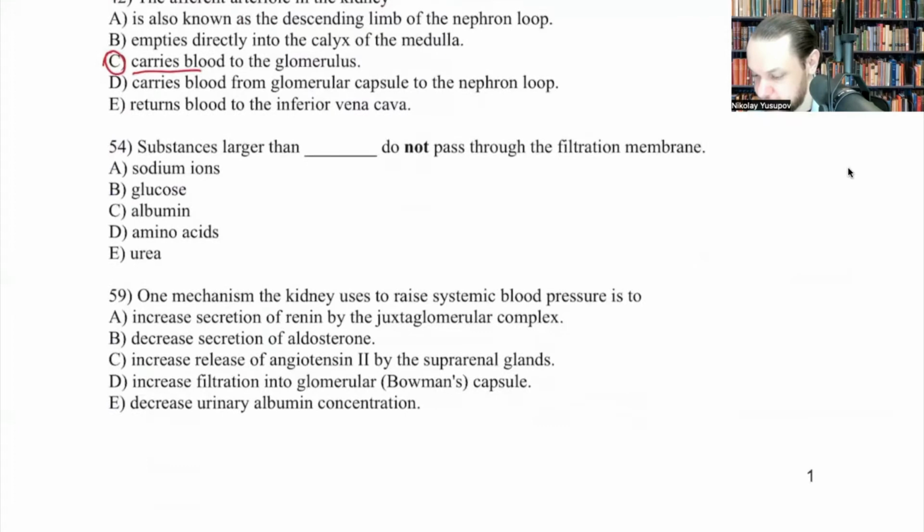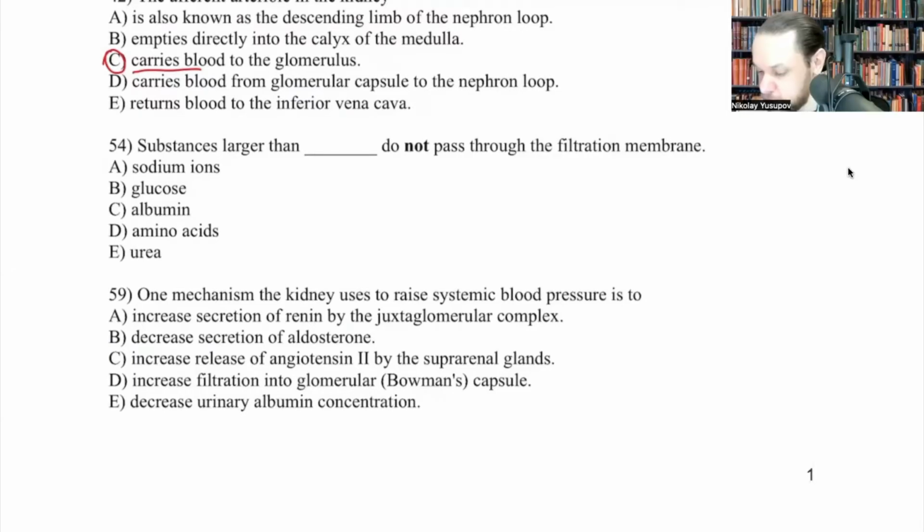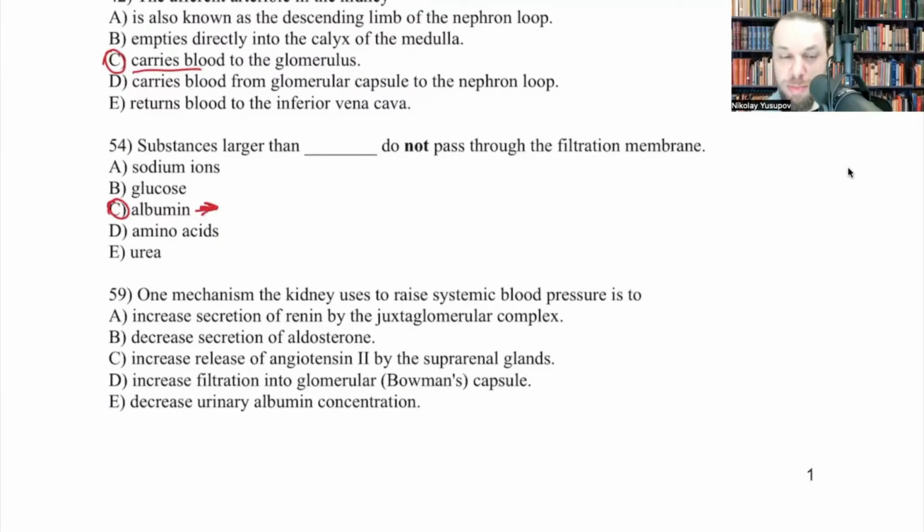Next, we're going to go with 54. We have Lindsay for 54. Substances larger than blank do not pass through the filtration membrane. Is it C, albumin? Yeah, albumin is a really big protein, basically one of the proteins that maintains our colloid osmotic pressure exerted by the proteins in the bloodstream. So albumin does not leave the filtration membrane. Maybe if you have pathological states, when you have a lot of damage there, then yes. But usually it does not. Everything else here, small particles, they may be filtered. 59, we have Curtis.